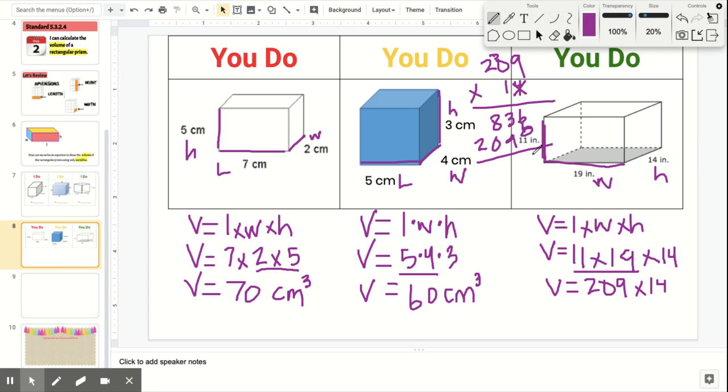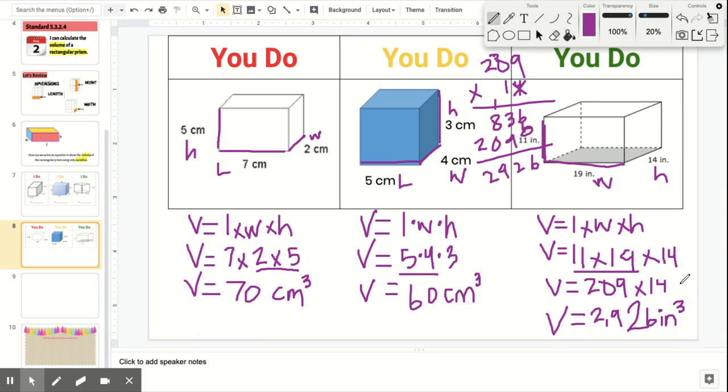So 6 plus 0 is 6. 9 plus 3 is 12. Carry the 1. 8 plus 1 is 9. And then 2 plus 0 is 2. So look how big our answer is. The volume of this prism is 2,926. So check your paper. Whoa, that's big too. Check your paper and see if that's the answer you got. And if you didn't, maybe you made a calculation error. So double check that. So 2,926 cubic inches is the volume of the last problem.